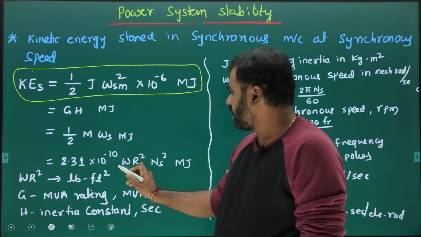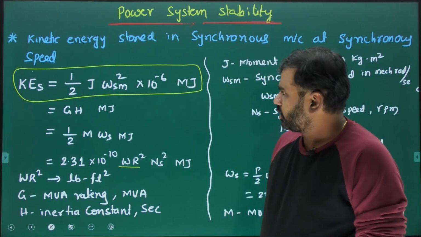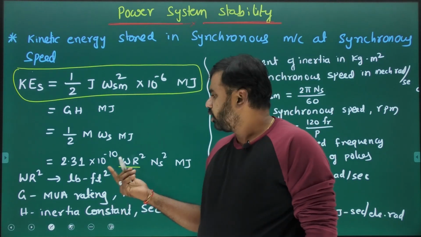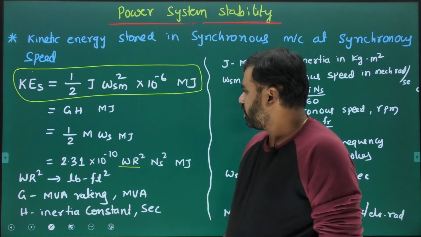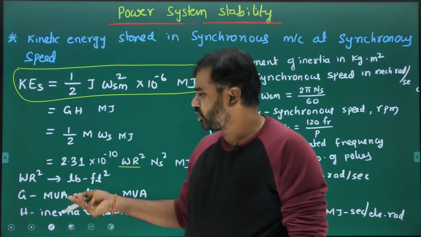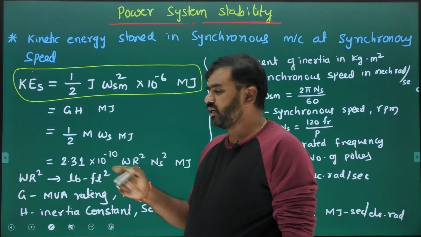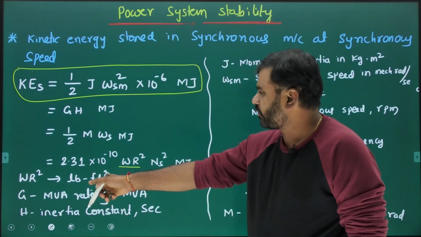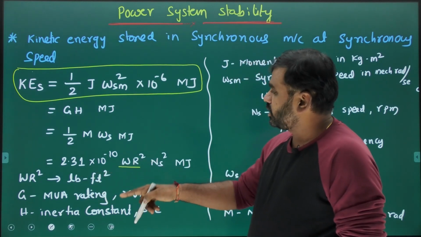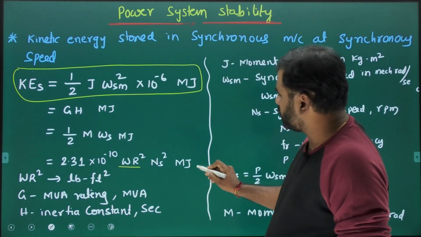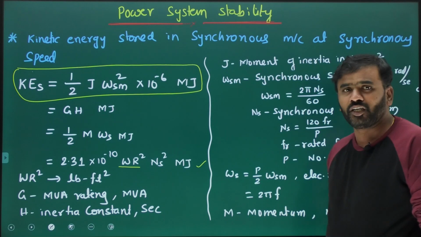See, in this case WR square is what? That is the moment of inertia of the rotor, which is given in lb-feet square. W indicates weight in pounds, and radius of the rotor in feet. So that's why lb-feet square. If the WR square product is given in lb-feet square, you can use this formula directly and get the kinetic energy in megajoules.